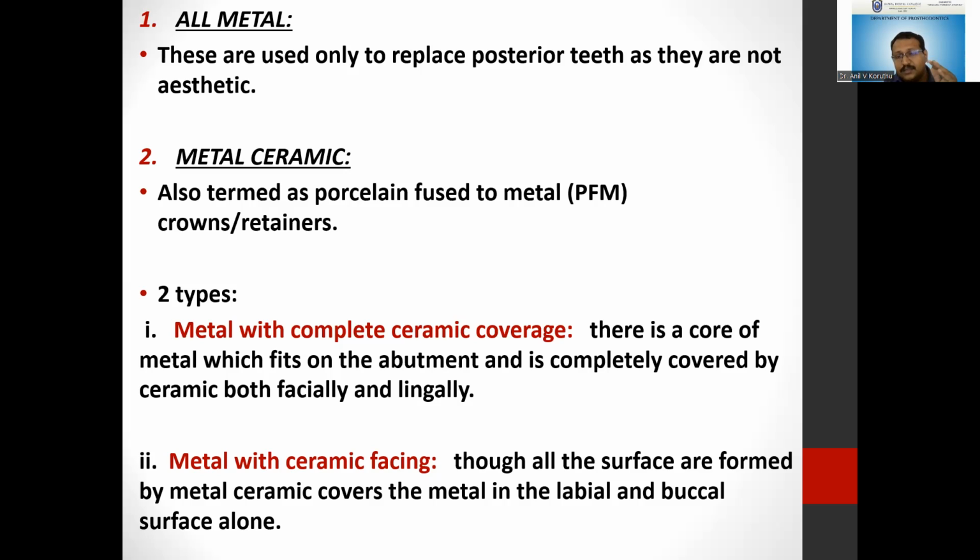The ceramic facing, as the name says, only covers the labial or the buccal surface, and the rest of the area is covered only by the metal. So when the crown is taken in hand, you can see only one side of ceramic, and everything else is covered by the metal. And this is used in situations where the occlusal clearance is less, or if there is a deep bite. In such conditions, this can be utilized.